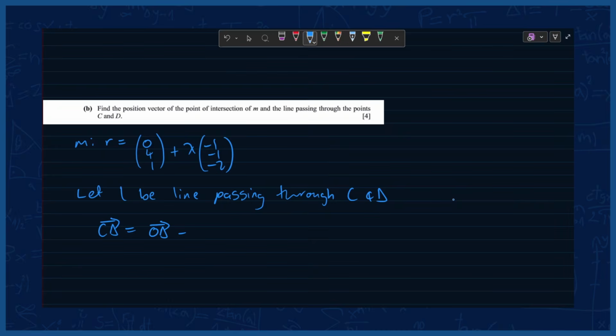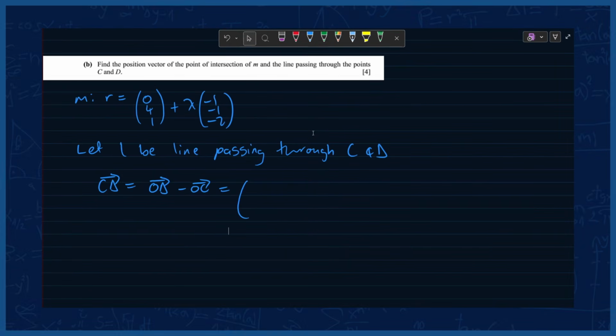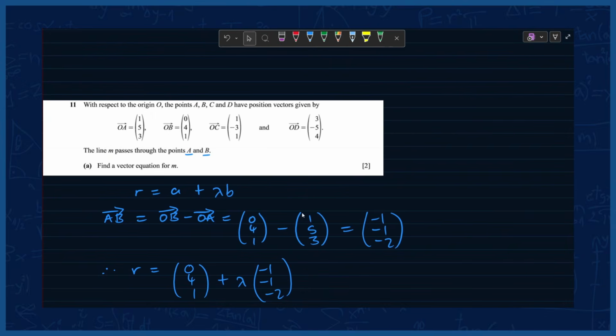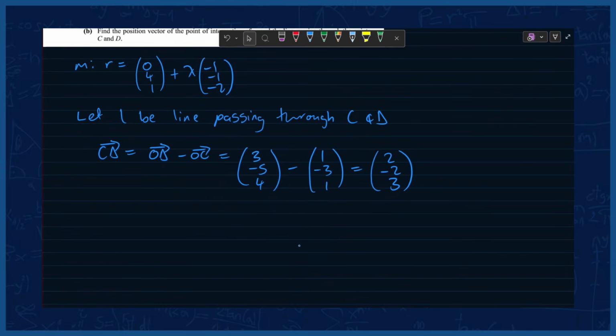To get that, it's OD minus OC, and OD we were given to be (3, -5, 4), minus OC. OC we were given to be (1, -3, 1). So this becomes 3 minus 1, which is 2. Then -5 minus -3, so -5 plus 3, which is -2. Then 4 minus 1, which is 3. So this here is the direction for the line CD.